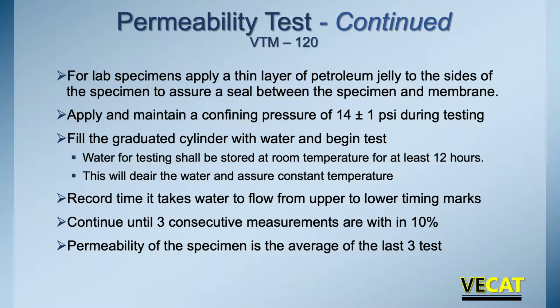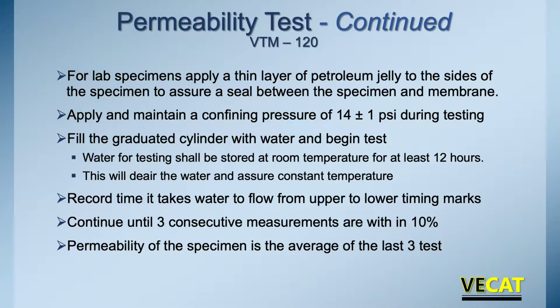So once we begin running our test on our actual specimen, we're going to record the time it takes for the water to flow from the upper to lower timing marks. There's 2 marks on your graduated tube, a top mark and a bottom mark. This is pre-calibrated, and you just need to know how long it takes the water to flow between those two marks. We're going to continue until we have 3 consecutive measurements that are within 10% of each other.